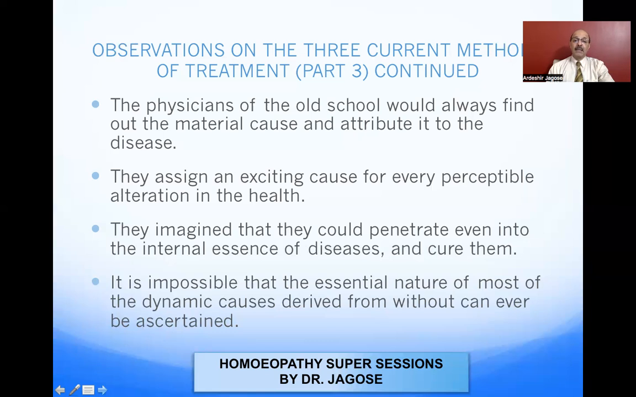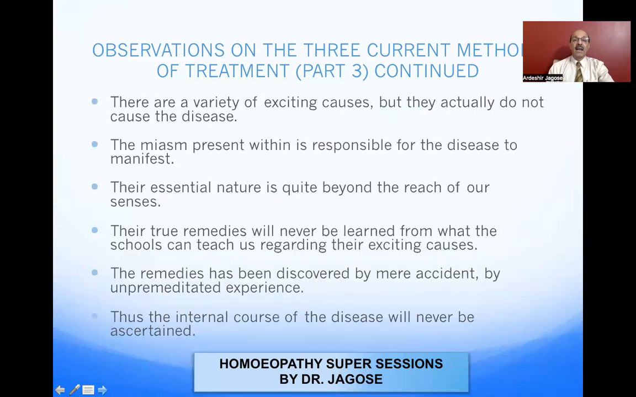This is impossible, for the essential nature of most of the dynamic causes derived from without can never be assigned. There are varieties of exciting causes, but they actually do not cause the disease. Here Dr. Hahnemann says that you get a variety of exciting causes, but they may not actually cause the disease. Why? Because importance has to be given to the miasmatic background. The miasm present within is responsible for the disease to manifest.